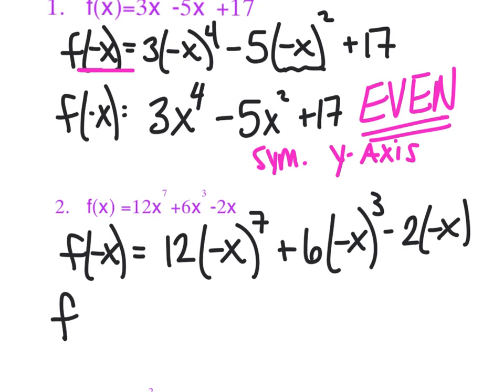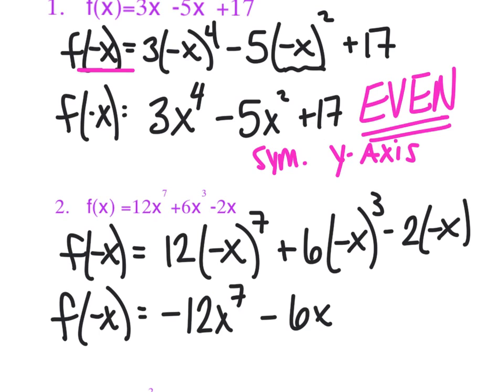Okay, so let's just clean this bear up and see what we get. Now, if I raise a negative to the 7th power, if I have an odd number of negatives, that's going to come out as a negative 12x to the 7th. If I cube it, again, it's odd, so it's going to come out as a negative 6x cubed. And negative 2 times negative x makes a positive 2x.